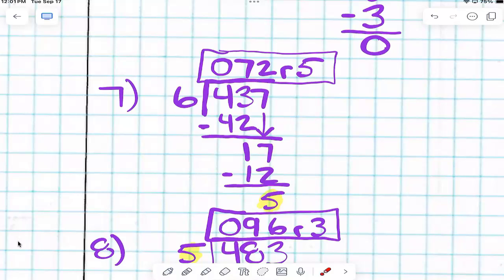Bring down. Are there any more numbers to bring down? No. So am I done? Yes. But what's left over? 5. So I need to write remainder 5. And then I ultimately do what to our answer? Box it. We good?